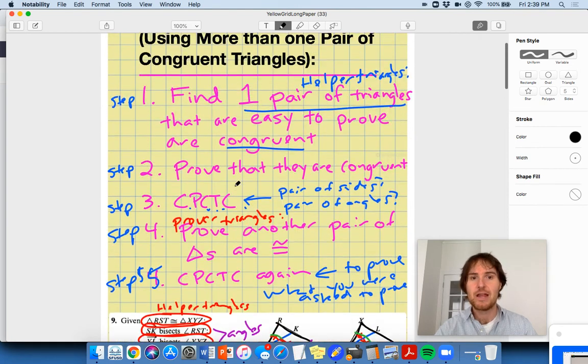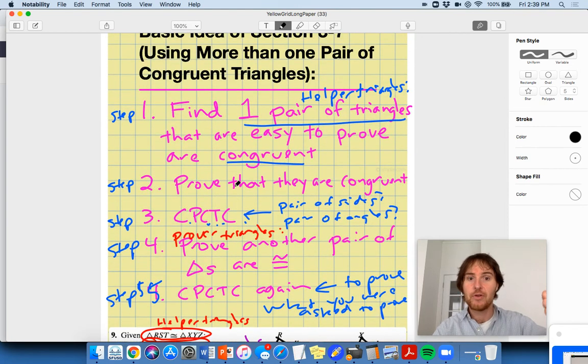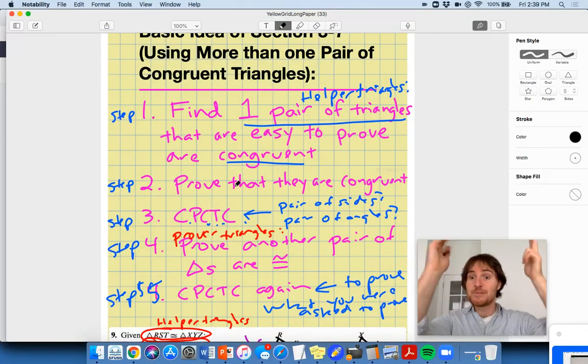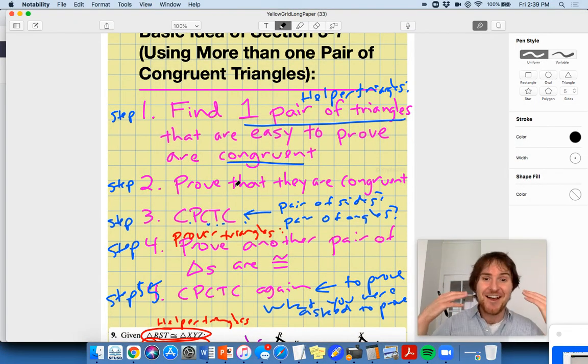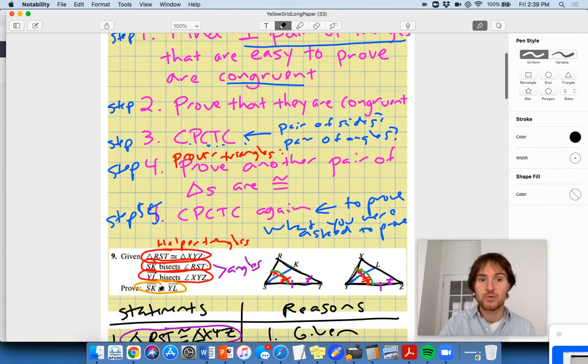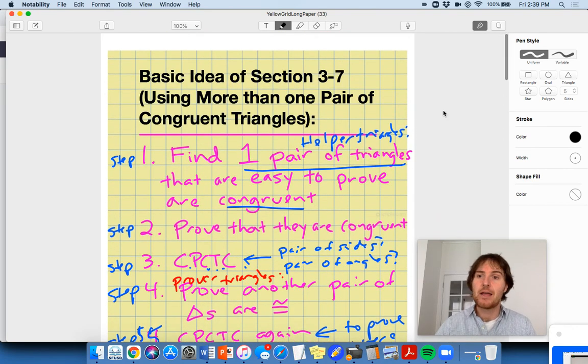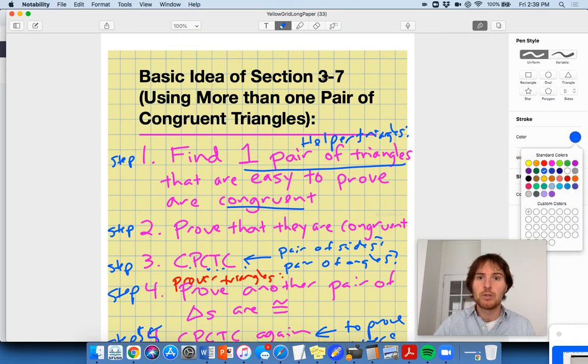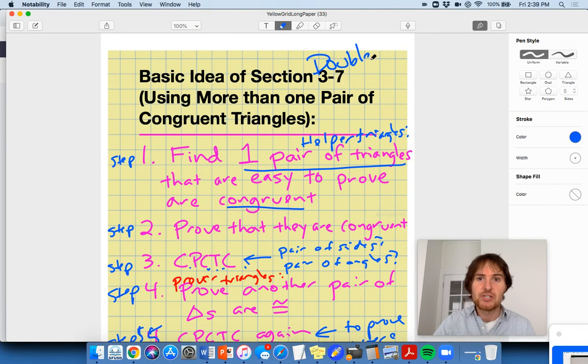Okay. So to reiterate, find a pair of triangles congruent, prove they're congruent. CPCTC helps you prove another pair of triangles congruent, and then use CPCTC again to state whatever it is you were trying to prove, which was this here, which we couldn't have gotten from the first triangles we got congruent. Okay. So that's why I call this section double CPCTC. All right, that's that.